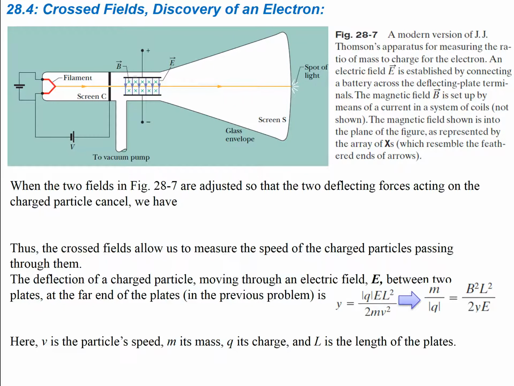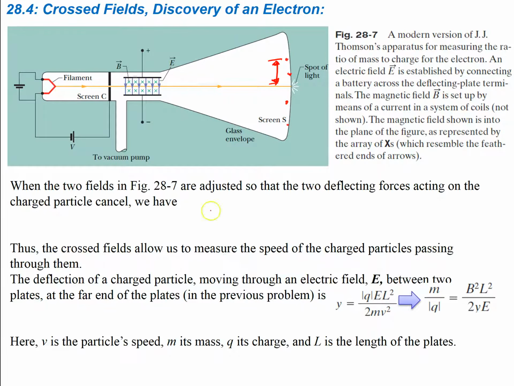Now, the two fields in the figure are adjusted so that the two deflecting forces acting on a charged particle cancel. Basically, you take a charged particle from over here and fire it into these two fields. The interaction of these two fields is going to deflect the particle. It's going to end up over here, and then you can actually measure this deflection distance. This will help us develop a relationship between this deflection and the magnetic field and the electric field, and then ultimately a ratio between the mass and the charge. Getting a little bit ahead of ourselves, let's continue.